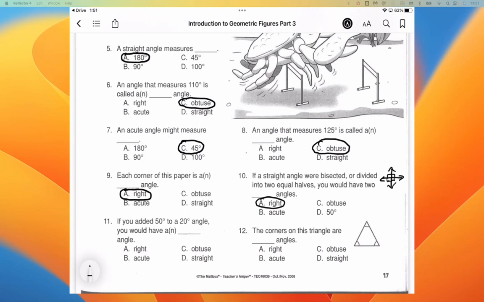If you added 50 degrees to a 20 degree angle, you would have 70 degrees, which would be acute because that is less than 90. And the corners of this triangle are what kind of angle? They all look to be less than 90. They are acute.